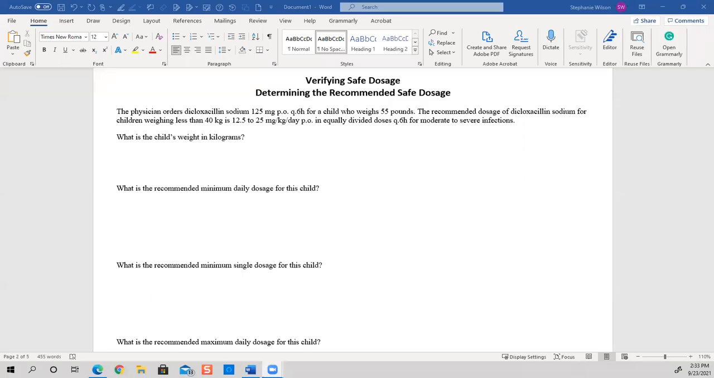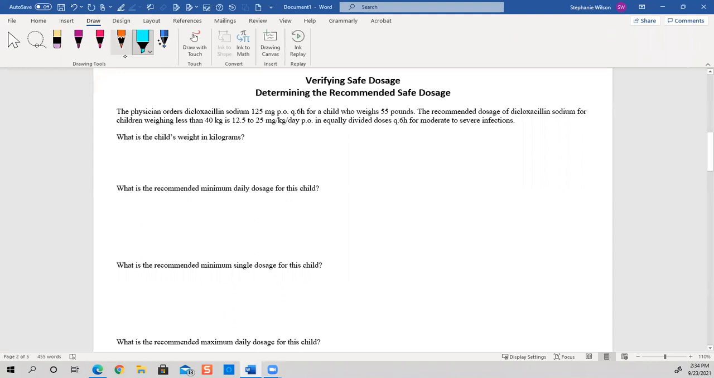Solving for verifying safe dosage. We're going to determine what's the recommended dosage for a particular patient. As I'm reading this scenario, I see that I have an order of 125 milligrams by mouth every 6 hours for a child who weighs 55 pounds.